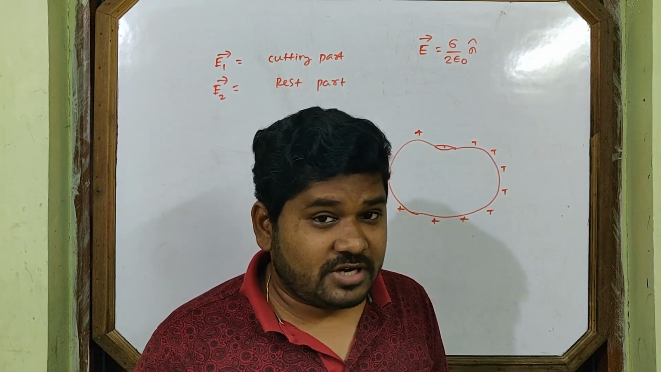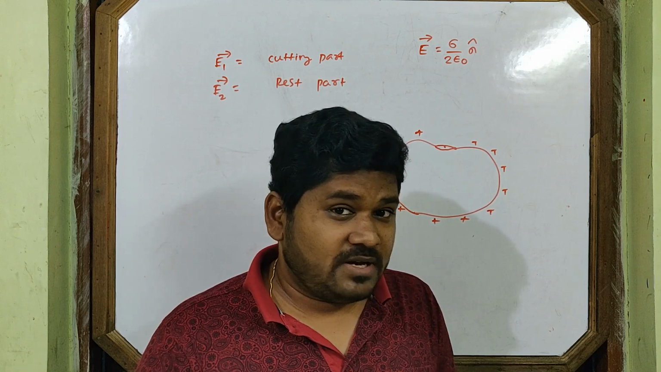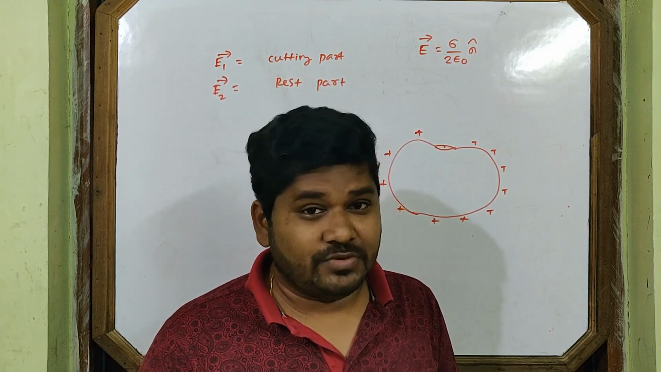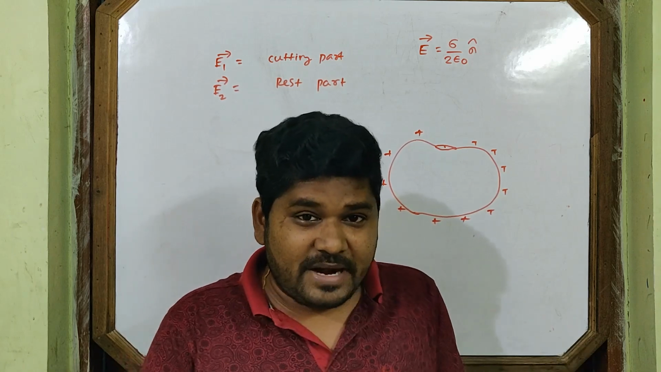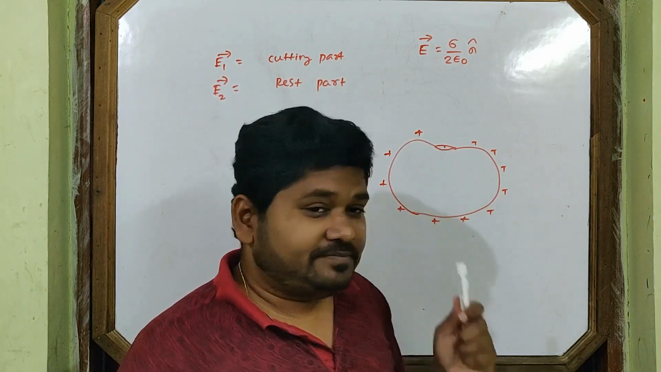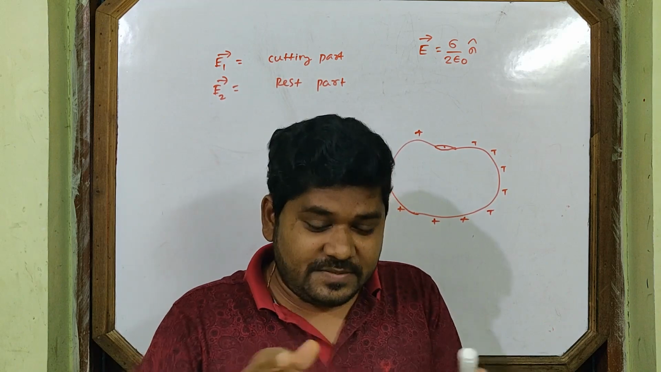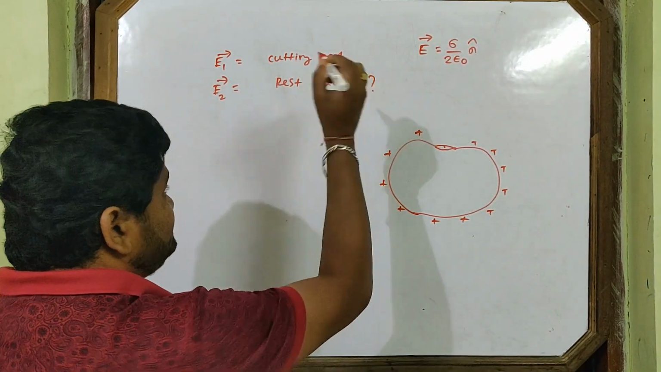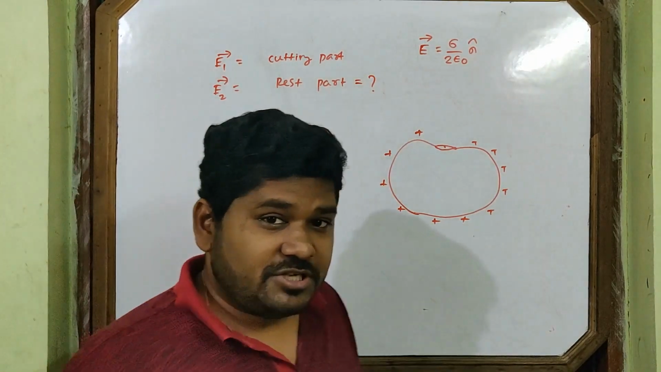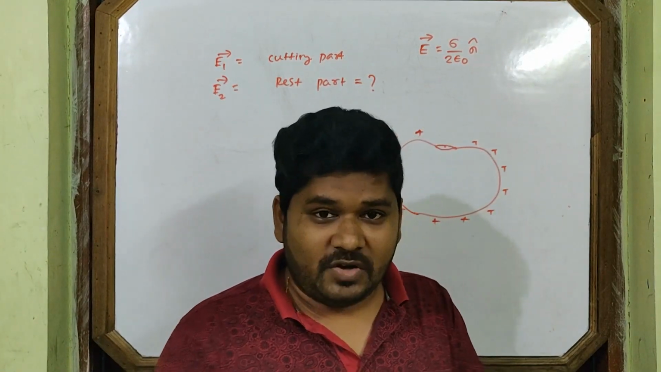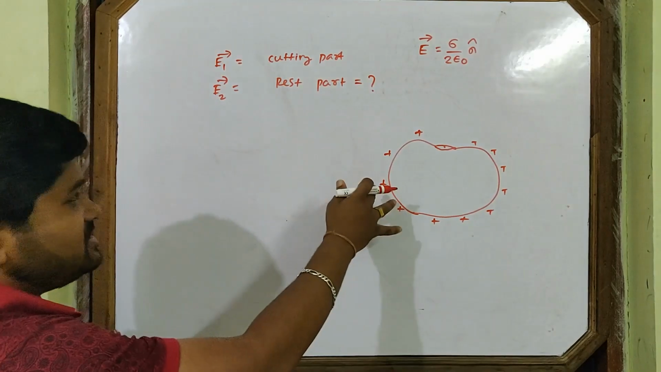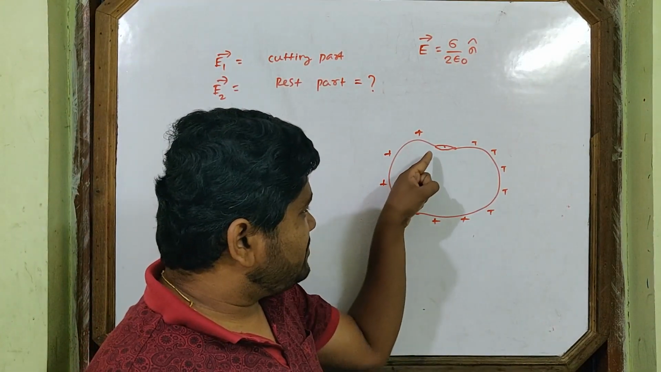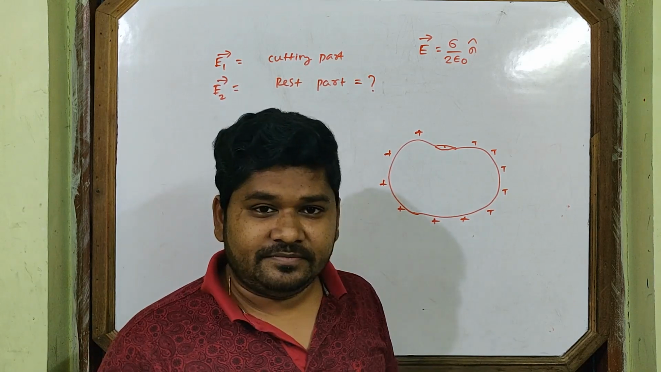So what is your question now? To calculate E1 or E2? Your question is now to calculate E2, because after cutting that portion, the electric field of the rest part is asked here. So your question is to find E2, not E1. The whole conductor consists of both the cutting part and the rest part.